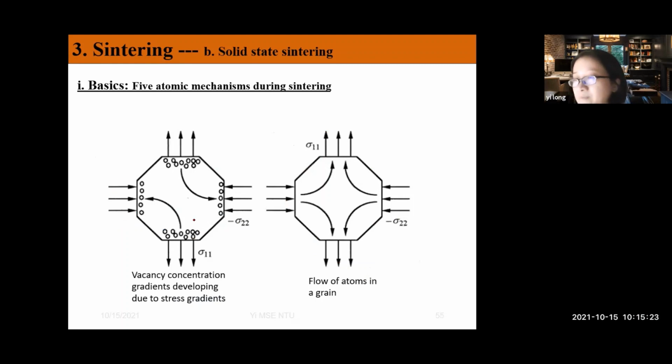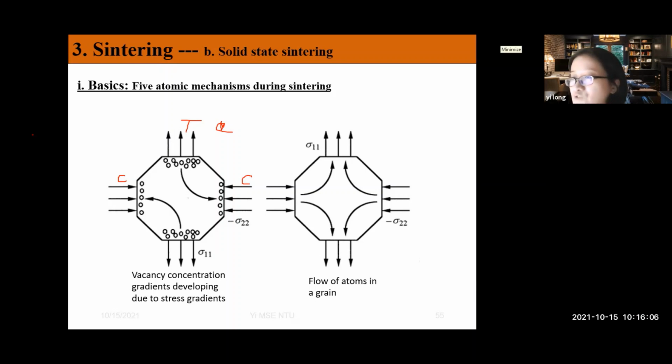So for example, I have a vacancy here, a vacancy here. First of all, is this side tensile or compressive? Can you type T or C? Yeah, T is tensile, right? So if this side is T, this side is C, compressive. Then I'm asking you, which side is going to have more vacancies? Is it the tensile side or the compressive side? Which part is going to have more vacancies? Yes, very good.